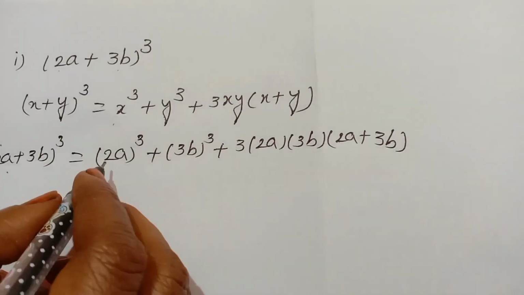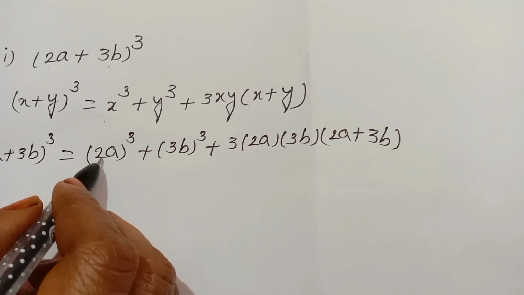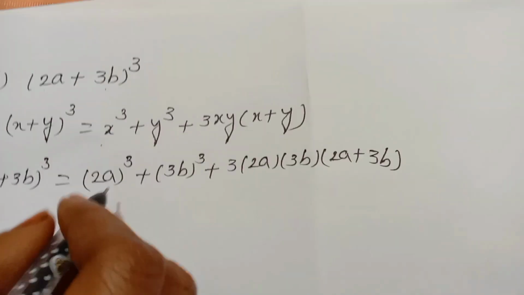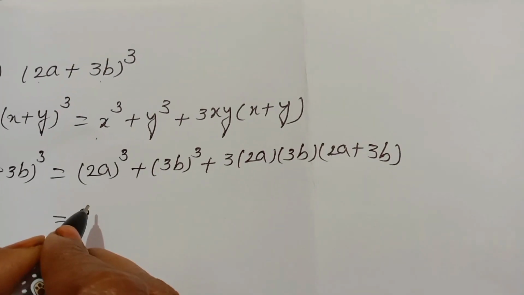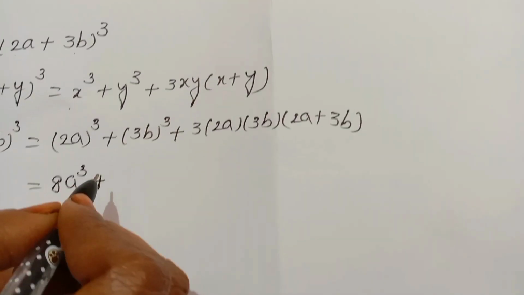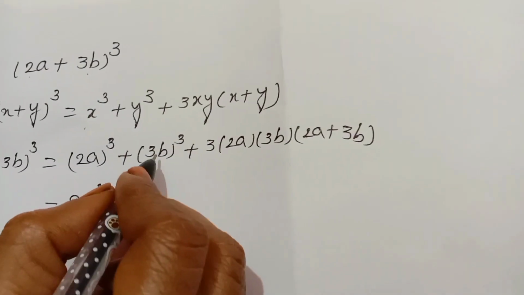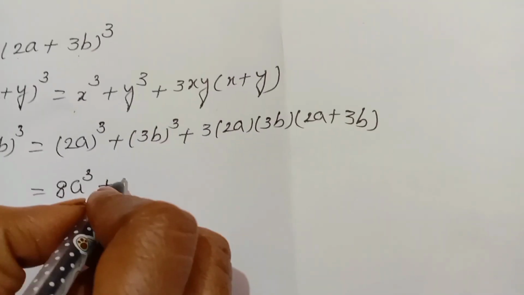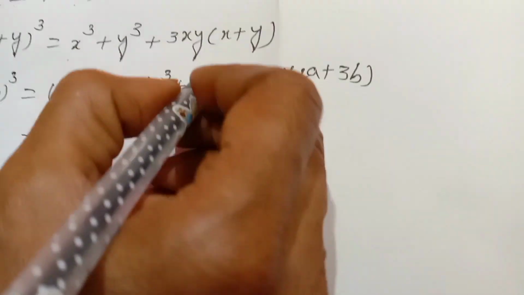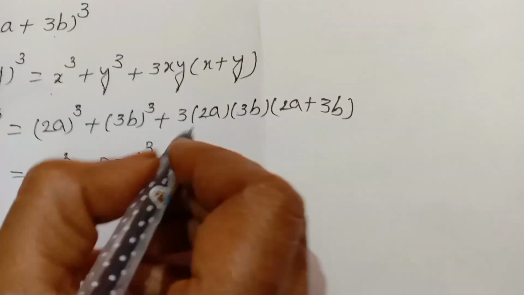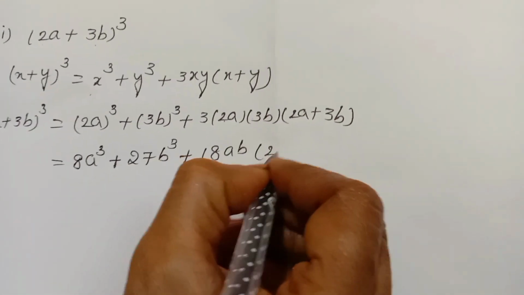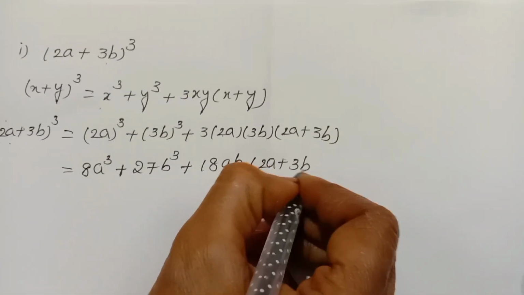2a whole cube means 3 times of 2a, 2a into 2a into 2a. 2 2s are 4, 4 2s are 8. A into a square, a square into a, a cube. Plus 3b whole cube, 3 times of 3b, 27b cube. Plus 3 2s are 6, 6 3s are 18. 18ab into 2a plus 3b.